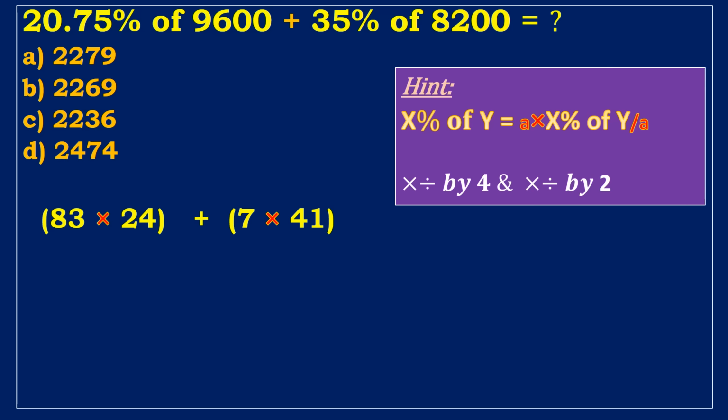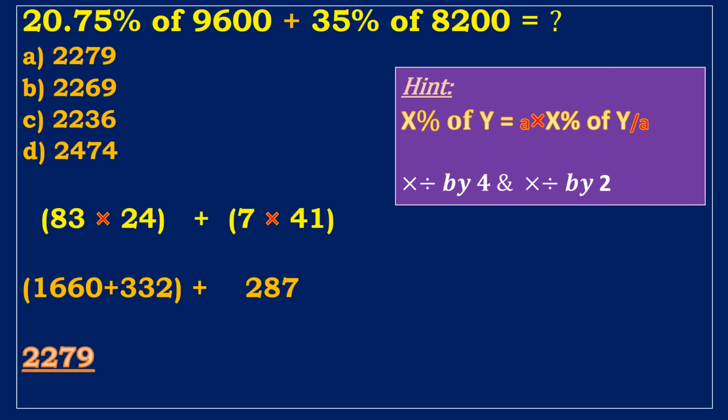Using the split and merge technique, 24 can be split into 20 plus 4. 83 into 20 is 1660, and 83 into 4 is 332. 7 into 41 is 287. The sum of 1660, 332, and 287 becomes 2279.